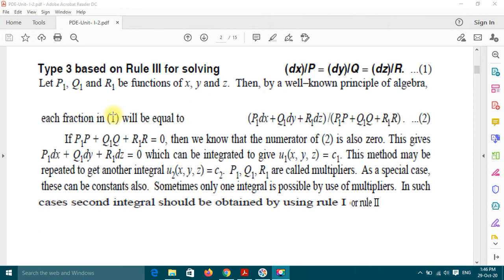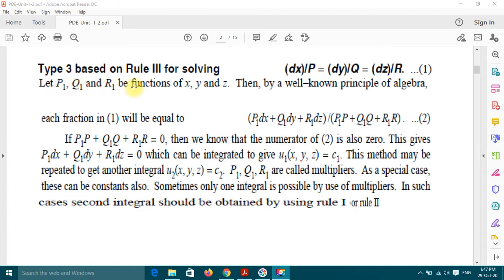In the last lecture, we discussed two methods of solving Lagrange's equation. Now, here we are trying to solve Lagrange's equation by a third method. Our Lagrange's subsidiary equation, or Lagrange's auxiliary equation, is dx upon capital P is equal to dy upon capital Q is equal to dz upon capital R. Now we suppose this to be equation 1.